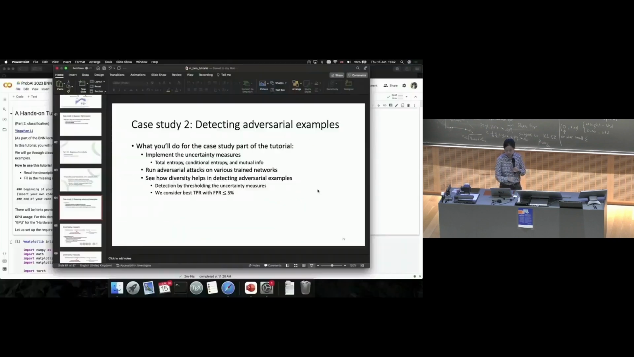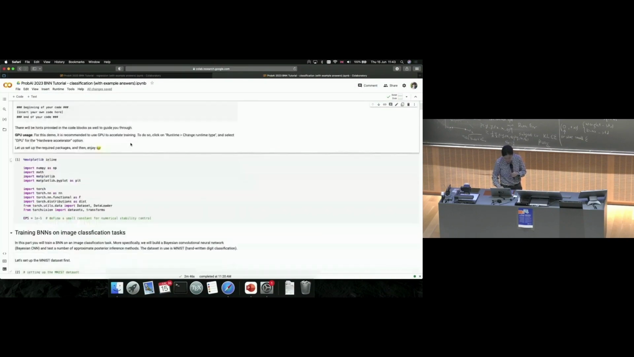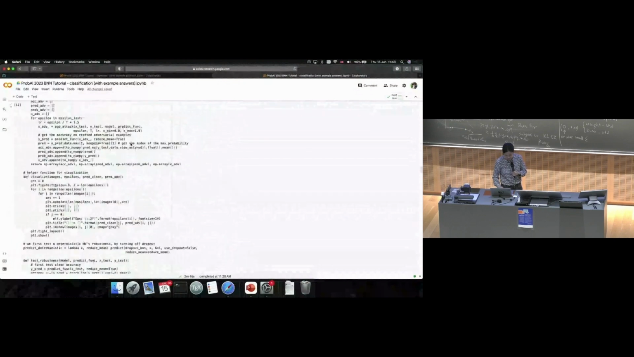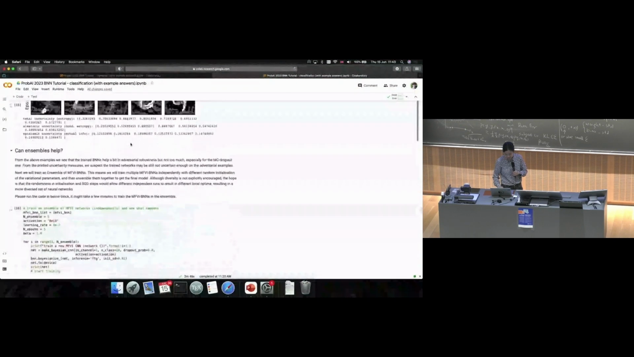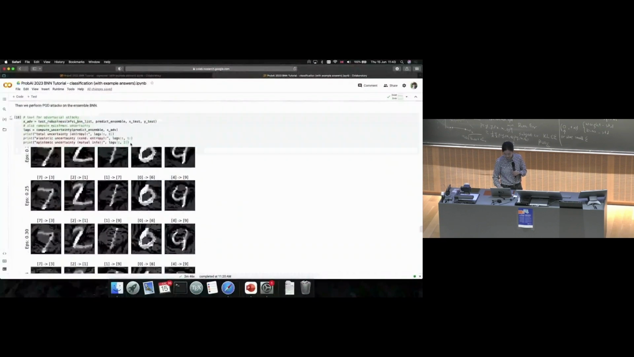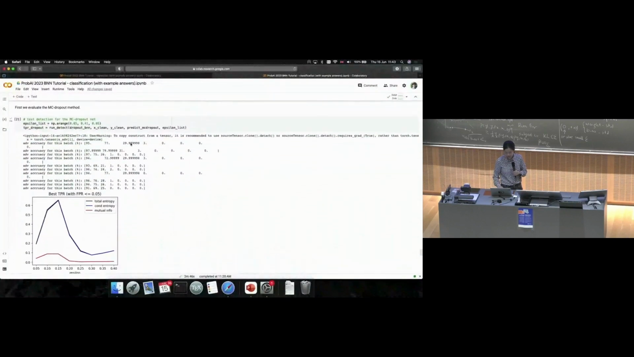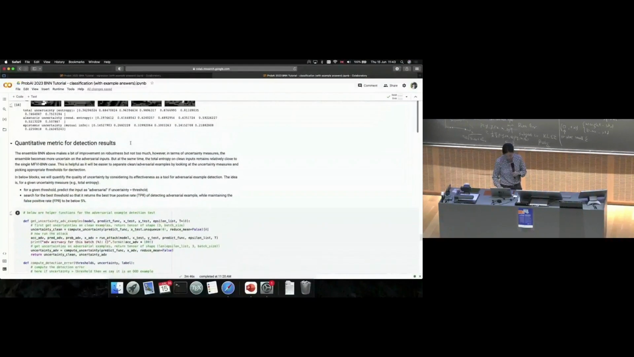Okay, so we probably don't have time to do that, but let me just quickly show you an example here. You can also run this code yourself and see what you think about it.